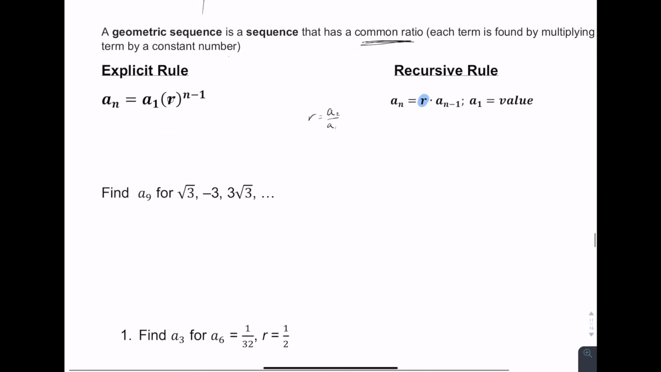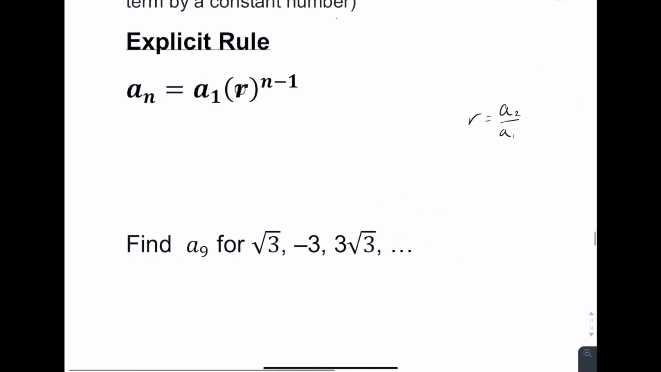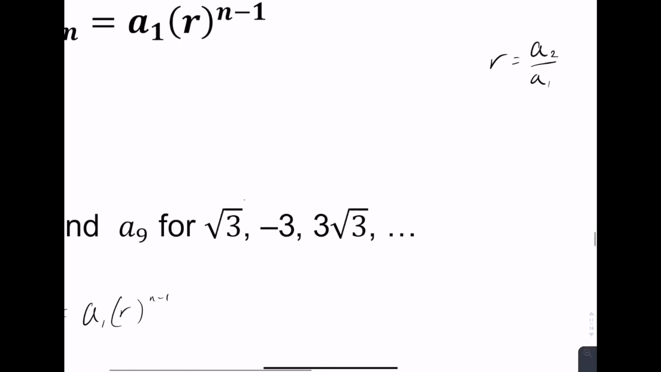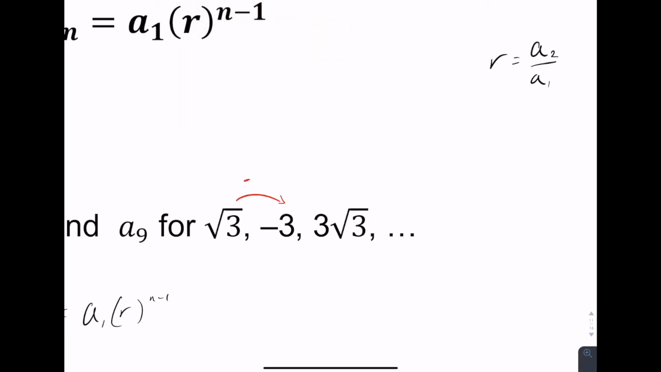Okay, so let's see what we can do. All right, so it says find a9 for this. Well, we need to create an explicit formula. All right, so explicit, we already have the formula right above. So this is going to be an equals a1 r to the n minus 1. Now the goal here is going to be to take the second term and the third term and divide them. But now what can I multiply by to get this term? Well, if I multiply this by negative square root of 3, well, the square roots would cancel and then you have the negative 3. So I just found my R.